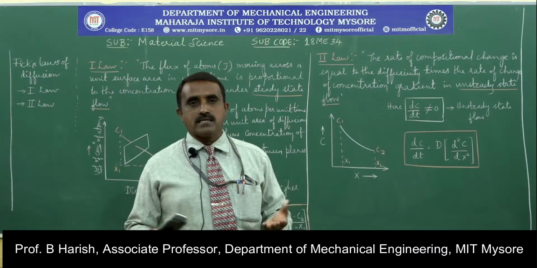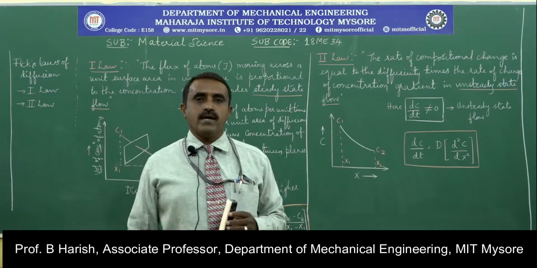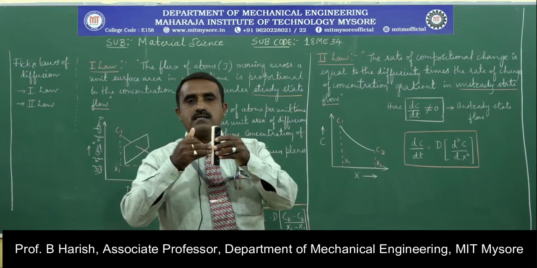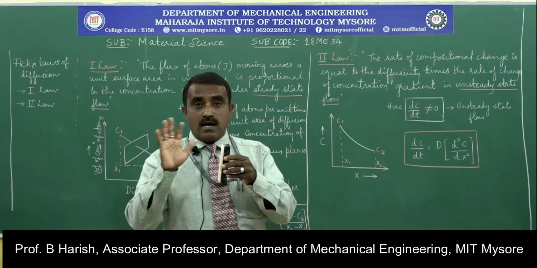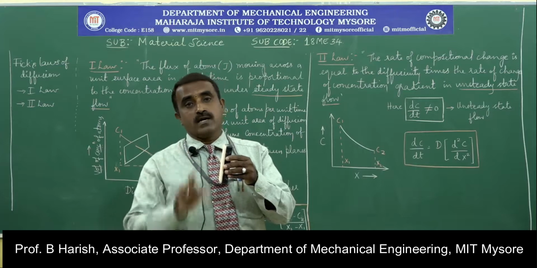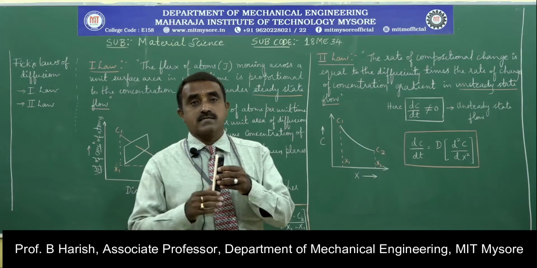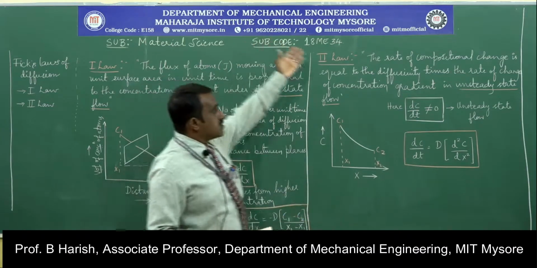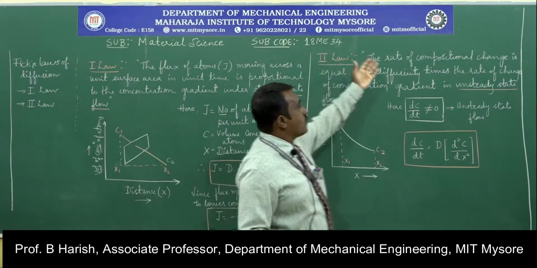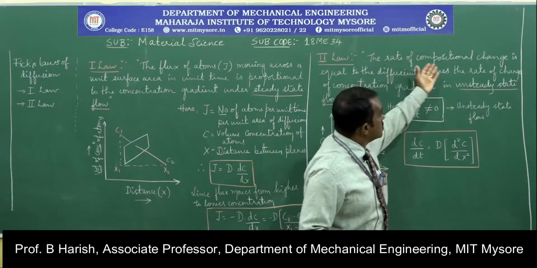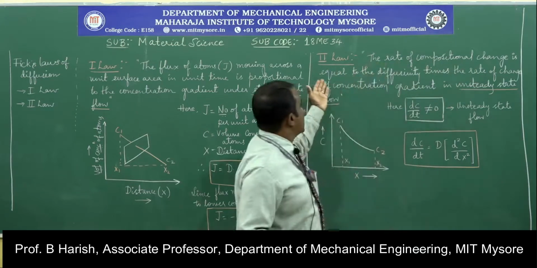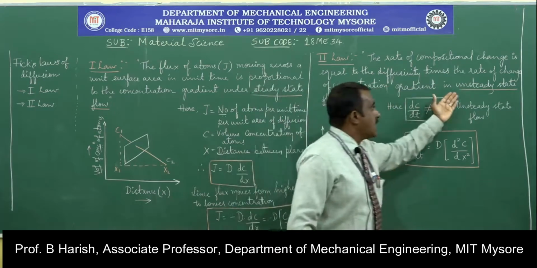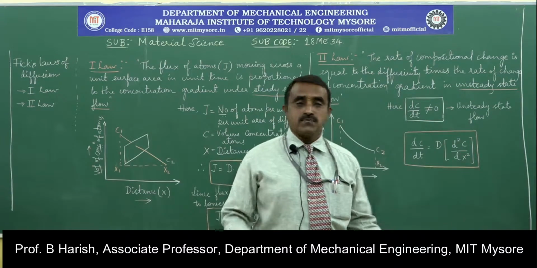In most cases, suppose we take an example where carbon is introduced into iron. In this iron piece where carbon is introduced, the concentration varies with respect to time or distance. That is the unsteady state condition. So what does the law say for the unsteady state condition? The statement says that the rate of compositional change is equal to the diffusivity times the rate of change of the concentration gradient, in the unsteady state condition where it varies with respect to time.